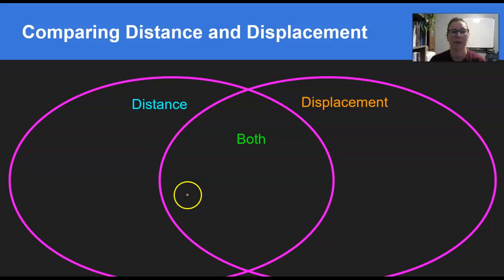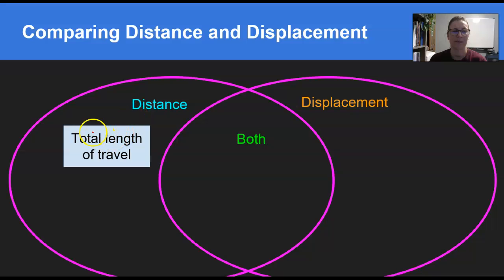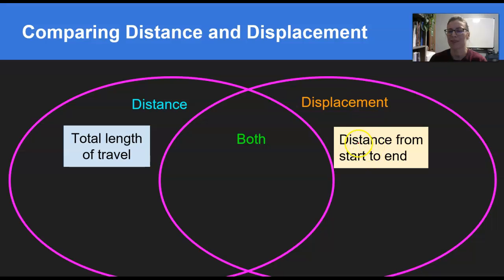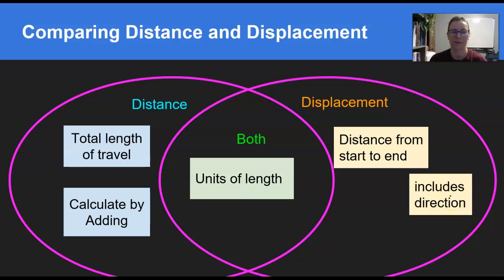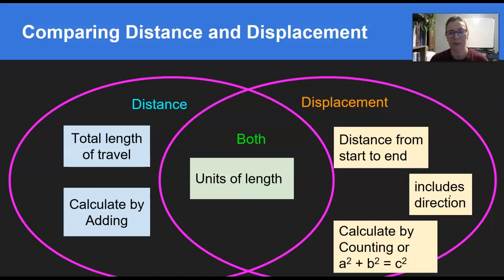Okay, so let's just wrap this up real quick by comparing the distance and displacement. So distance had the total length of travel, but displacement was the distance only from the start to the end. Both of them used units of length, but displacement also includes direction. Distance we calculate just by adding, but displacement we have to calculate by counting or using the Pythagorean theorem, a squared plus b squared equals c squared.